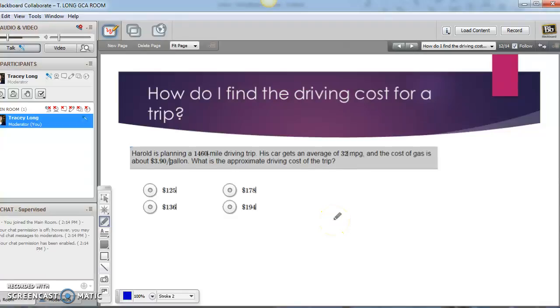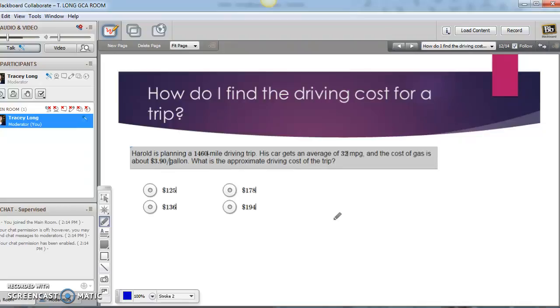All right, guys, this is another good real life question. How do I find the driving costs for a trip? This is something I get in trouble for all the time because I plan these little weekend excursions and I come up with great ways for us not to have to pay hotel fees and to carry our own food with us and stuff like that. But then I get in trouble when my husband says, yeah, but how far away is it and how much gas money are we going to need?